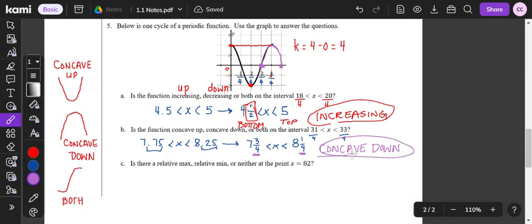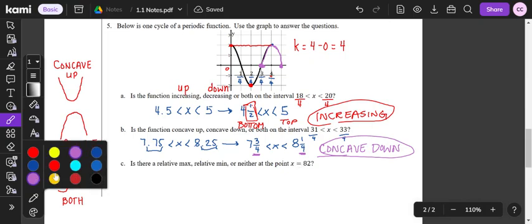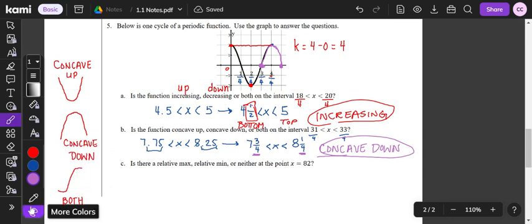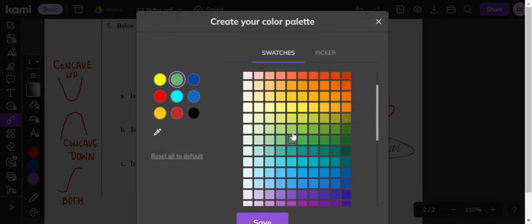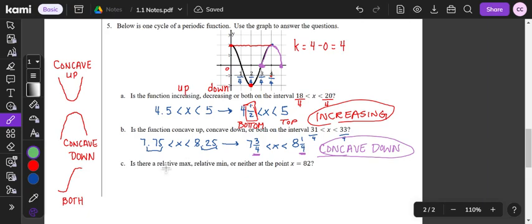Okay. Now, last, is there a relative max, relative min, or neither at the point x equals 82? All right, so one last thought here. Let's do a green color. Okay, a relative max. This is a hill. A relative min. This is a valley. You guys should remember this from last semester when we talked about polynomials, okay?